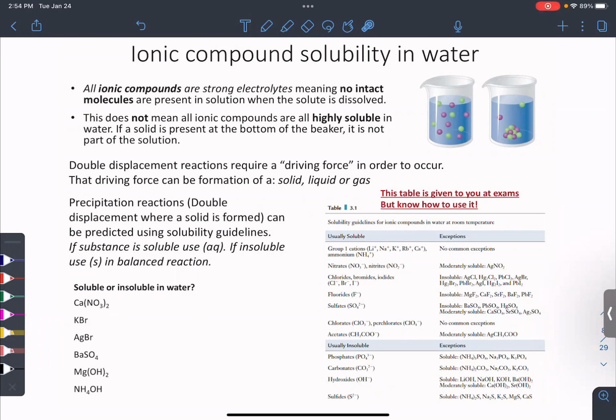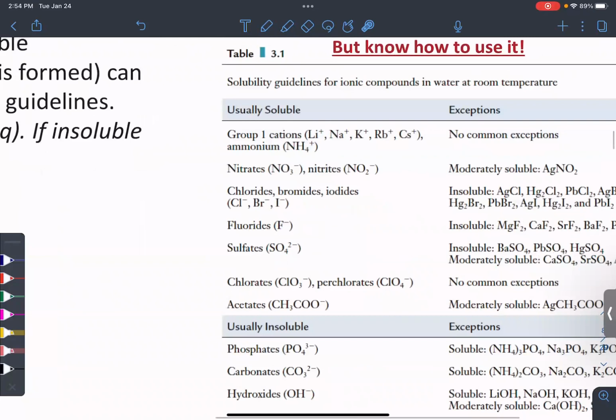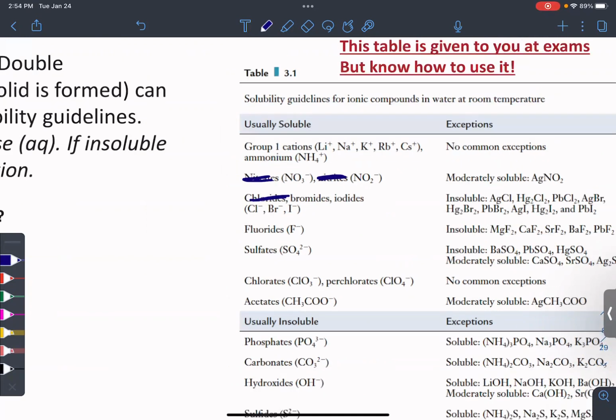You will always be given this table on the exam. You see it in the supplemental information. The only thing that's missing here, see how there are the names? I basically X'd out the names. You only have the formulas. So the formulas are there, not the names.